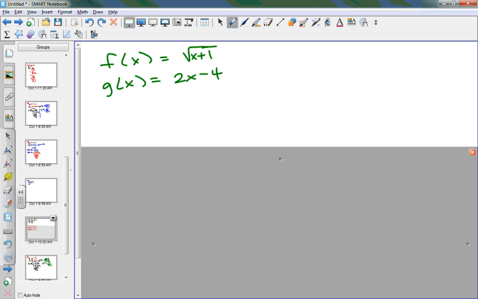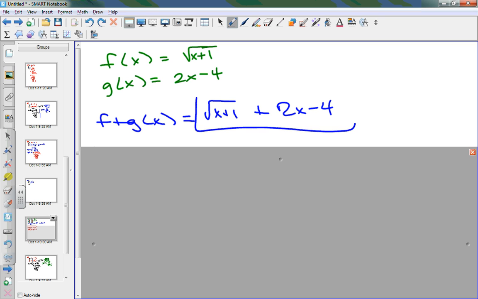Now, let's say I give you these two functions, F and G, and I want you to add them together. What's that going to be? Square root of x plus 1 plus 2x minus 4. Can I do anything with that? Really that easy. Do we understand that? So if you have a square root and it's ugly like that, chances are you can't simplify it.